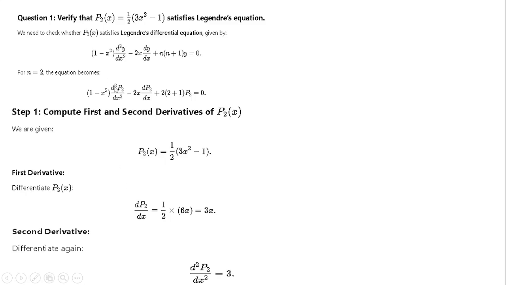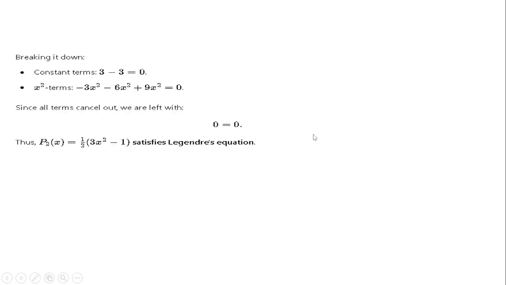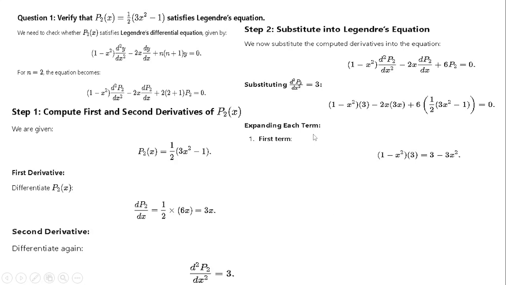So this one is this part, and this one is this part. Now we're going to substitute our solution into the Legendre equation. When we substitute, we realize that this part here is 3. See it here. Then this is minus 2.